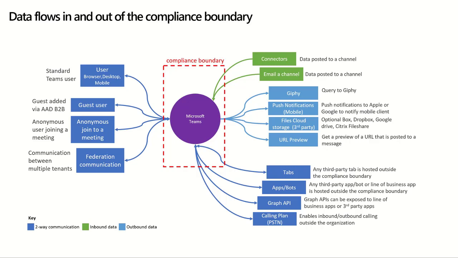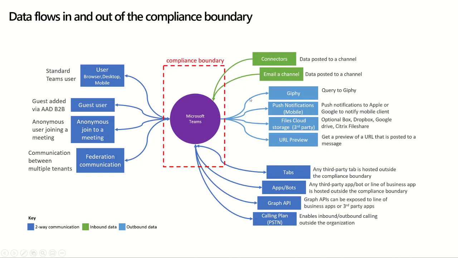This is all color-coded. The blue arrows show two-way communication. The green arrows show one-way communication, and then the lighter blue arrows show outbound.